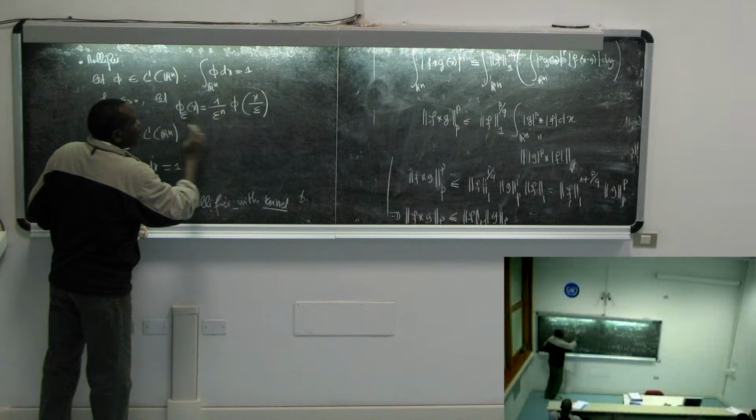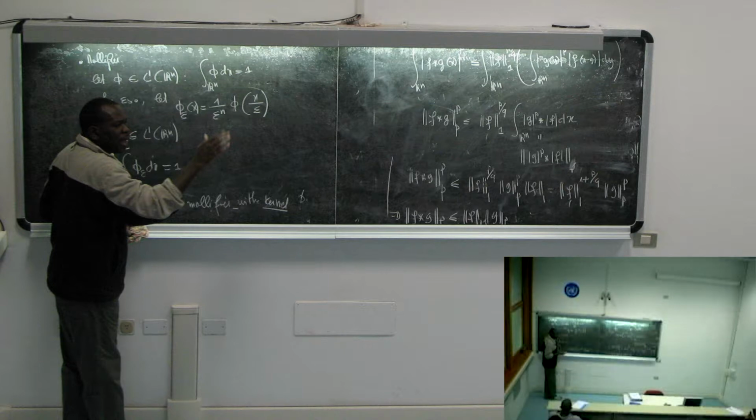Okay? And this phi in L1 is arbitrary. So anytime we choose a phi, you have a new modifier. And it depends now on what you want to choose as your kernel.